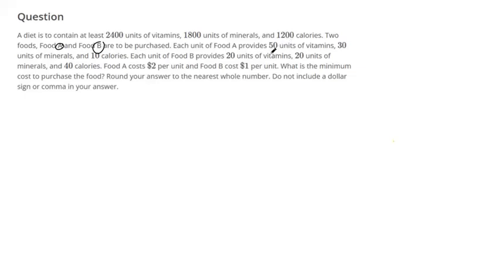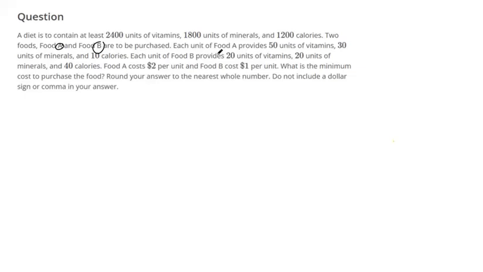those stay constant. You get 50 units of vitamins from food A. That's not a variable, the 50. Okay, depends on A, but 50 itself does not fluctuate. So let's start trying to make some equations using those variables A and B.